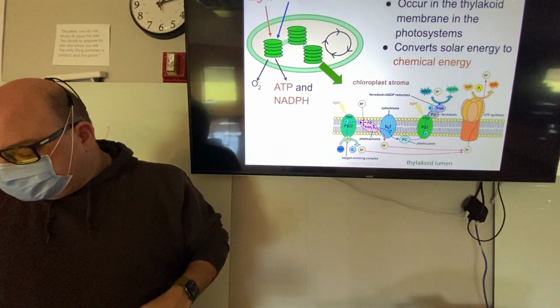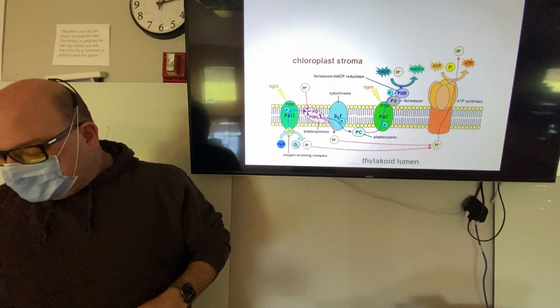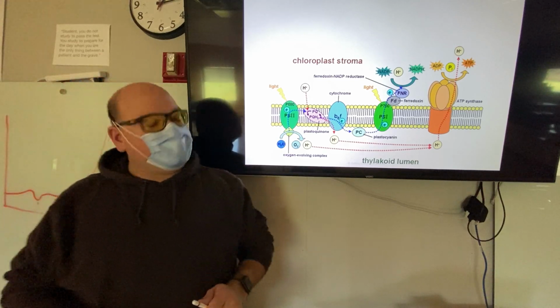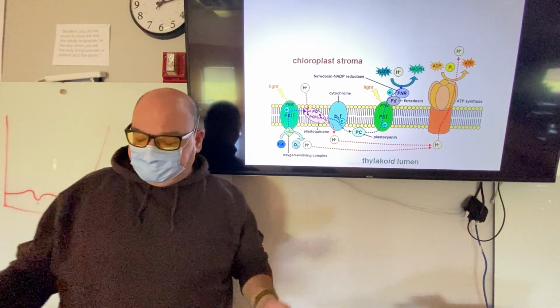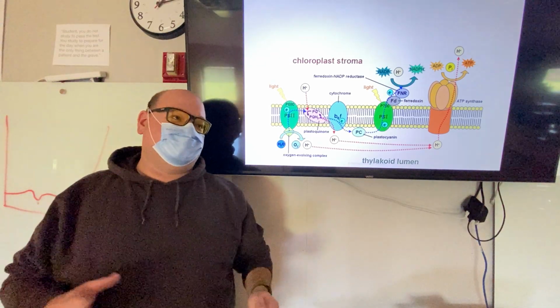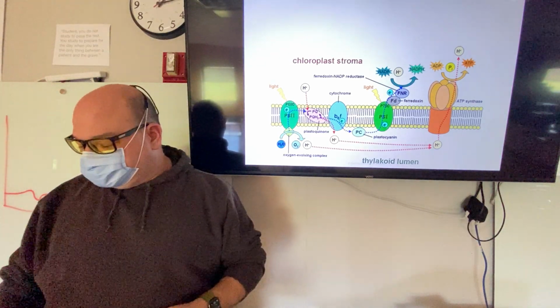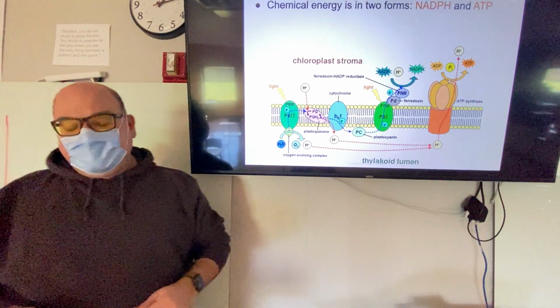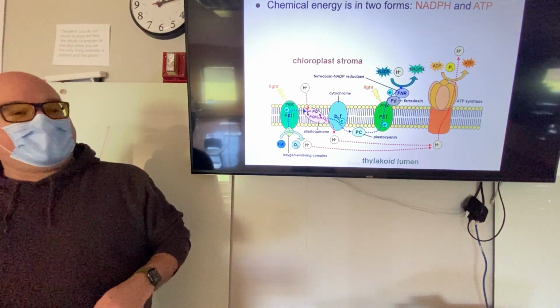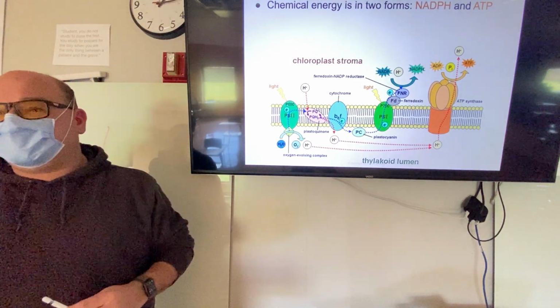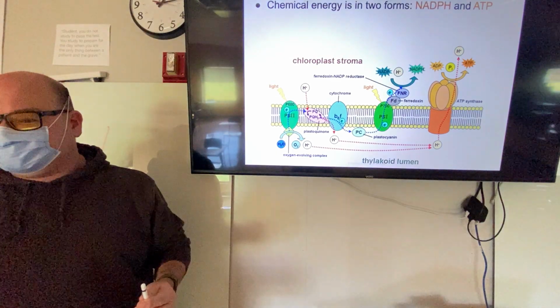Okay, so we're going to start with what are called light reactions because they use light. Some people used to call the other one the dark reaction, but now we call it the Calvin cycle. In the light reactions, energy is made into two different currencies, two different kinds of things.